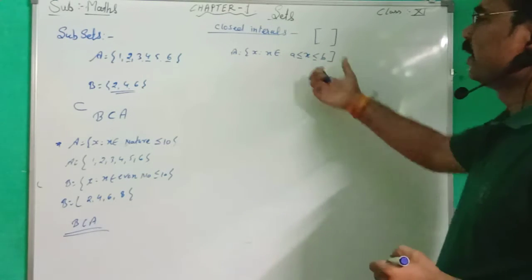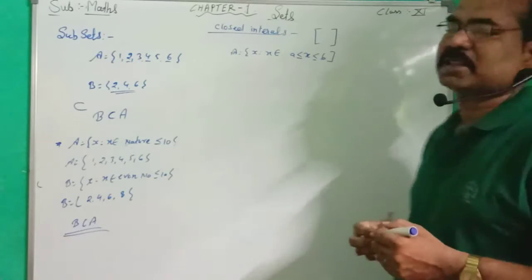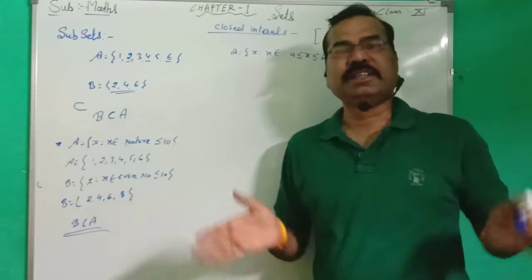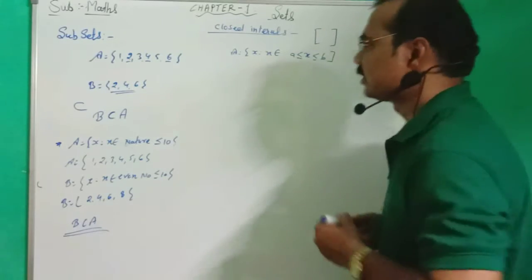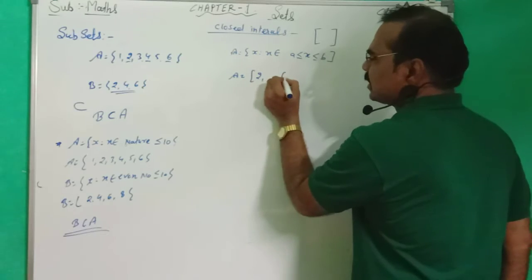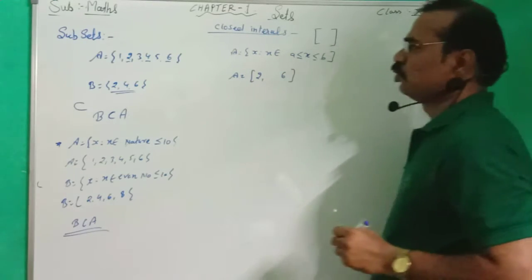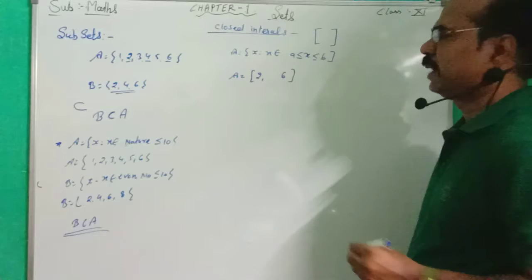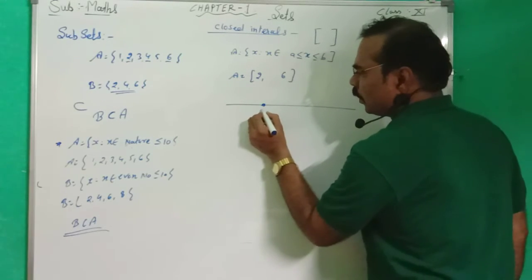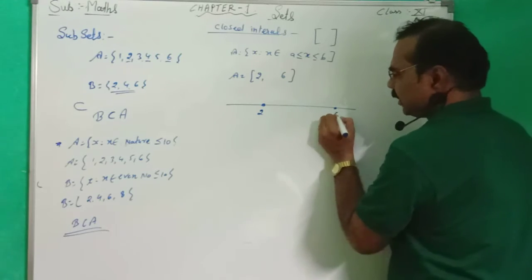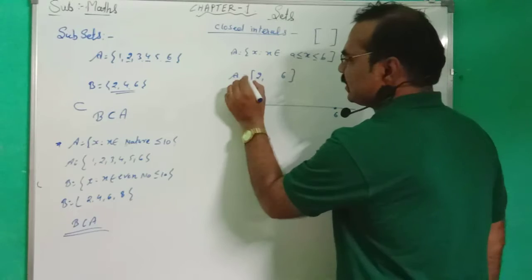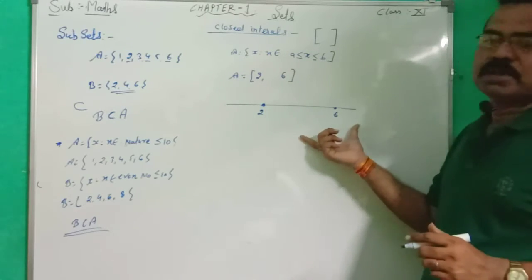Okay, how can we explain it? In a closed interval, any value that is given includes the endpoints. For example, we can write 2 and 6, that is a closed interval. Suppose you take a line with 2 and 6 on it, it means 2 and 6 are both included in the set. That is called a closed interval.